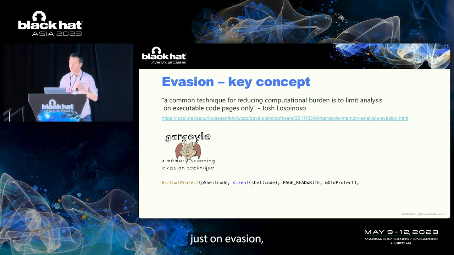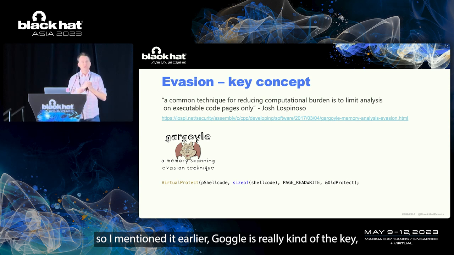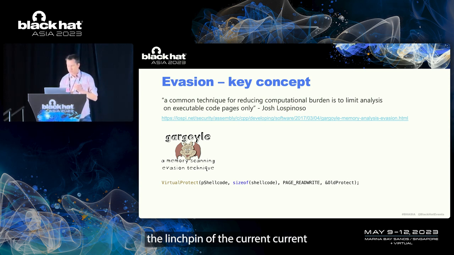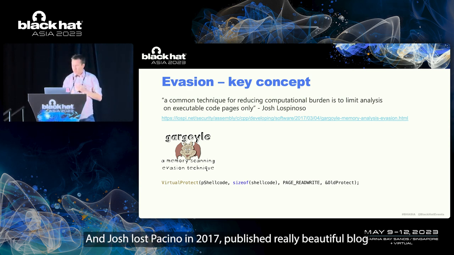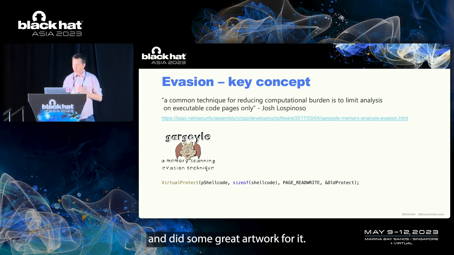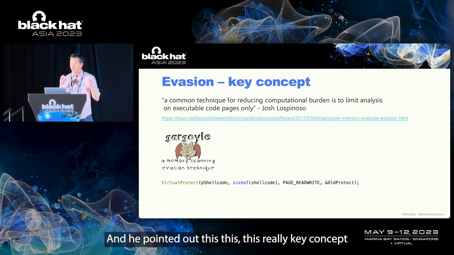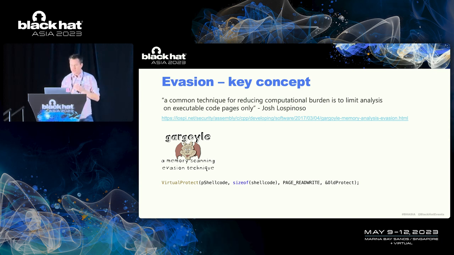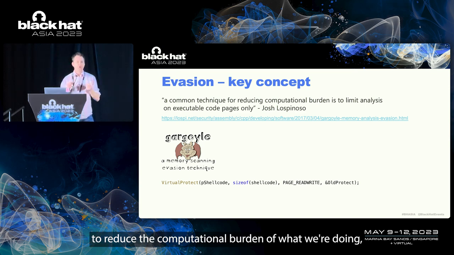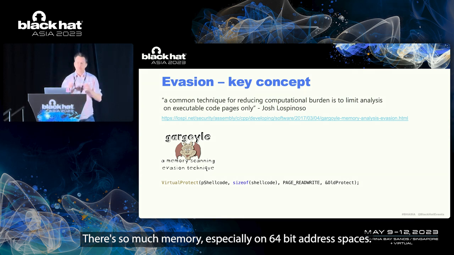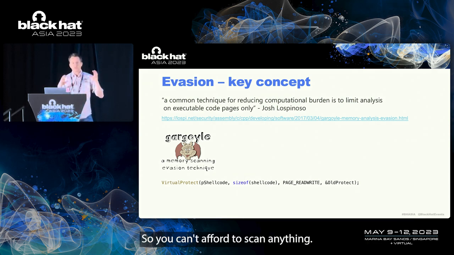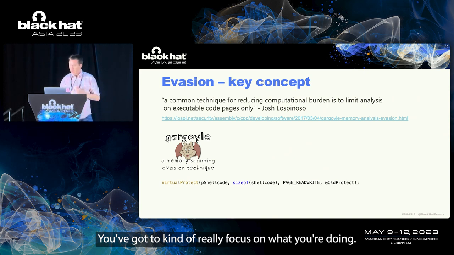Just on evasion, as I mentioned earlier, Gargoyle is really the linchpin of the current state of the art of evasion. Josh Lospinoso in 2017 published a really beautiful blog and did some great artwork for it. He pointed out this really key concept: in order to reduce the computational burden of what we're doing, we can't afford to scan all the memory that there is. There's so much memory, especially on 64-bit address spaces, so you've got to really focus on what you're doing.